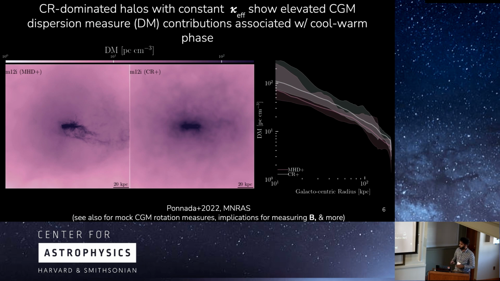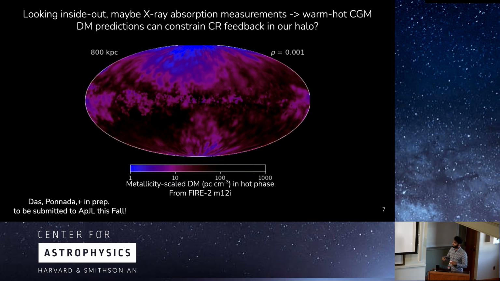And so a question that we want to ask is if we can look inside out, so placing an observer in the solar circle of the disk of one of these galaxies, maybe we can compare to some recent dispersion measure estimates that we have from X-ray absorption, where we have plenty of quasar sightlines probing the Milky Way halo.